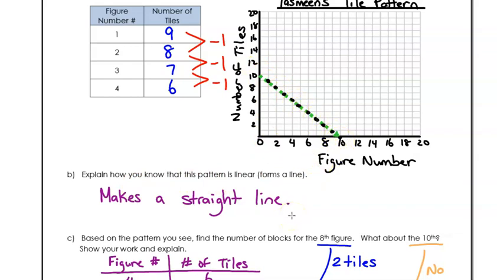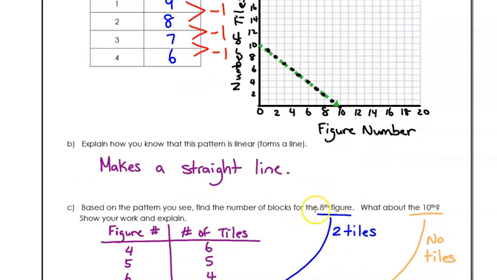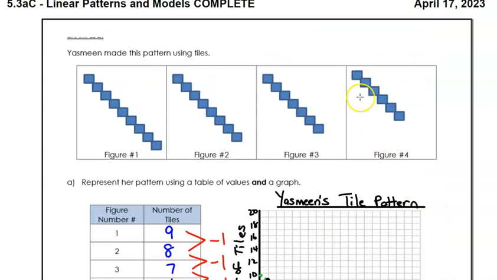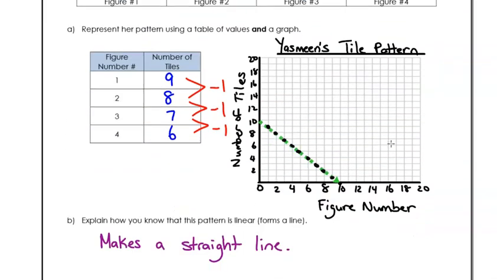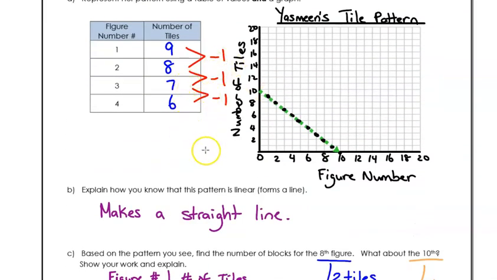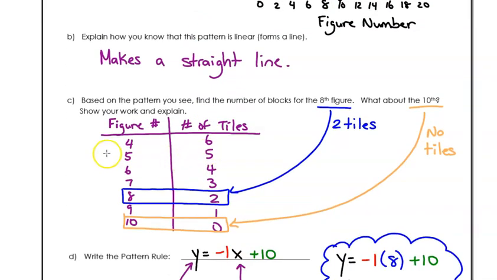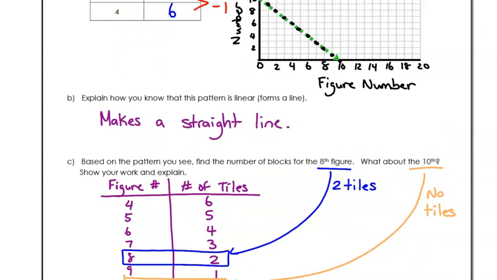Then they're going to ask you questions like predicting. What about the 8th figure? Because you only went up to 4. What's that one going to look like? How many tiles does it have? And what about the 10th? And so instead of drawing the pattern over and over until you get to the 8th or the 10th, you can use the pattern rule. And so you notice that it's subtracting by 1 each time. Why don't we just continue that pattern? So we ended off with 4, see, 4 and 6.